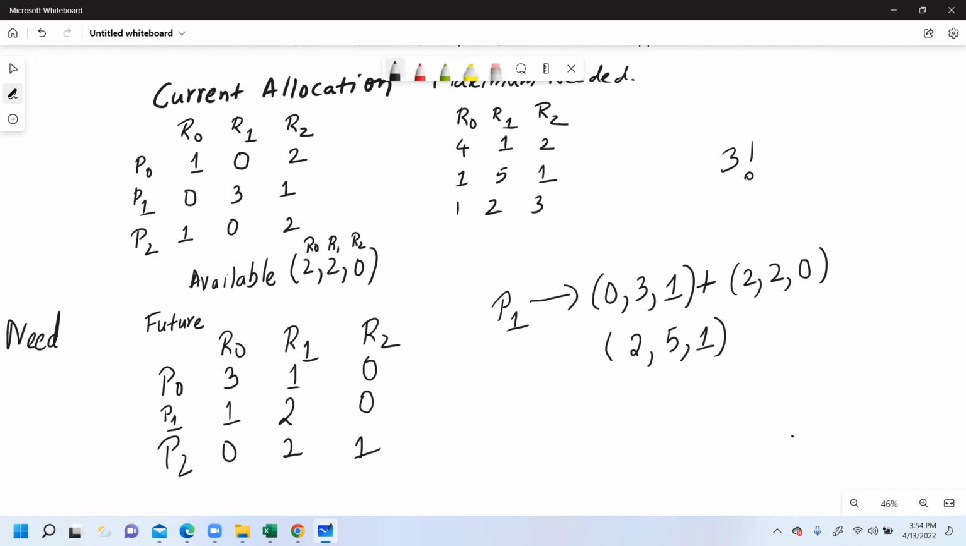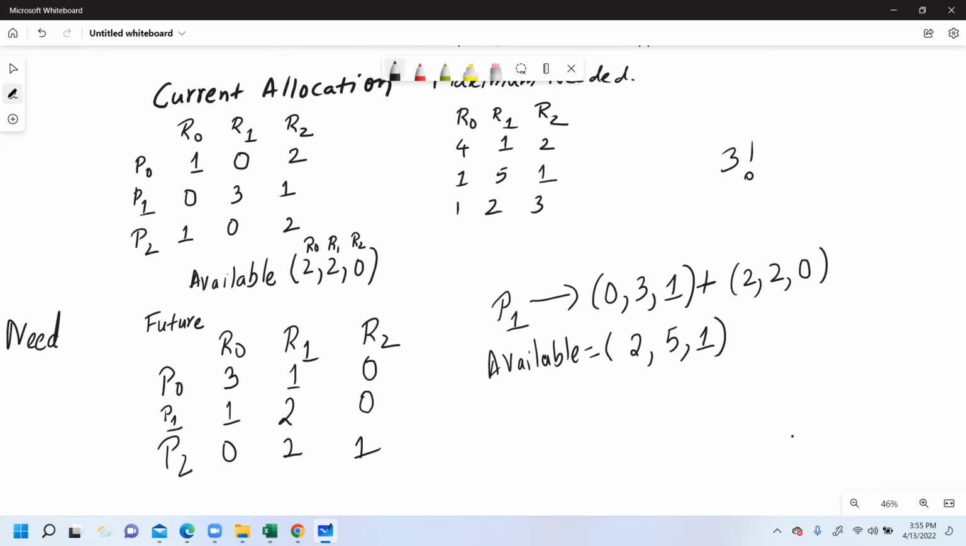Can we meet the resource requirement of P0 now? What is currently available? Available is changed. So this is the currently available, right? Can we meet the resource requirement of P0? Is it possible? How much is available right now at the present moment? No, it's not possible because P0 needs 3, but my currently available is 2, 5, 1. So I cannot meet the resource requirement for P0. So I cannot do P0, right?